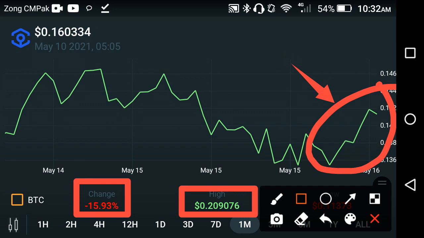And please, my personal suggestion, my personal recommendation for all of you is that please don't make this mistake and don't sell. It's time to hold, friends.